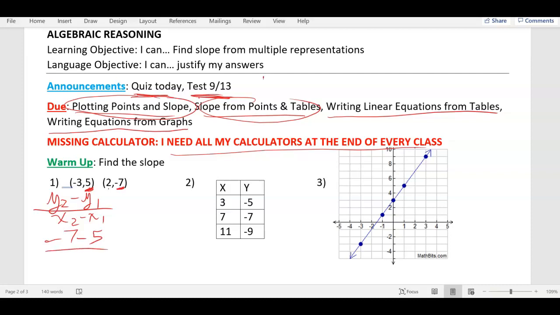over, and then the x's. So x2, which is 2, minus the x1, which is -3. We're subtracting a negative, 2 minus -3. And yes, if you subtract a negative, then you have to turn that into a plus sign, or you just type it in like that and you'll get it either way. So on top, -7 minus 5 gives me what?